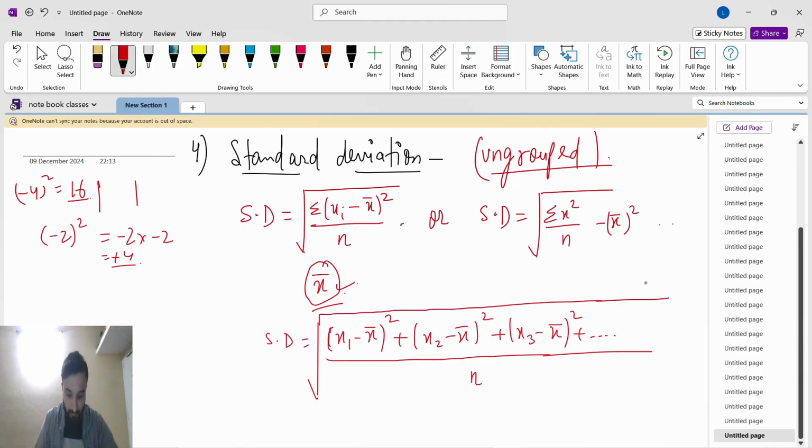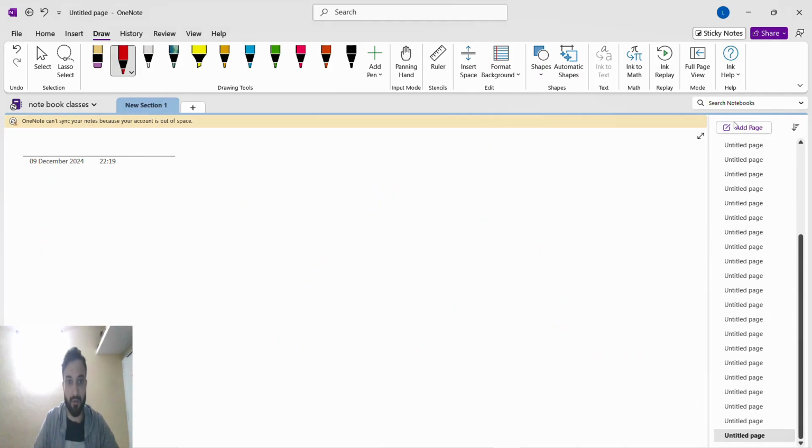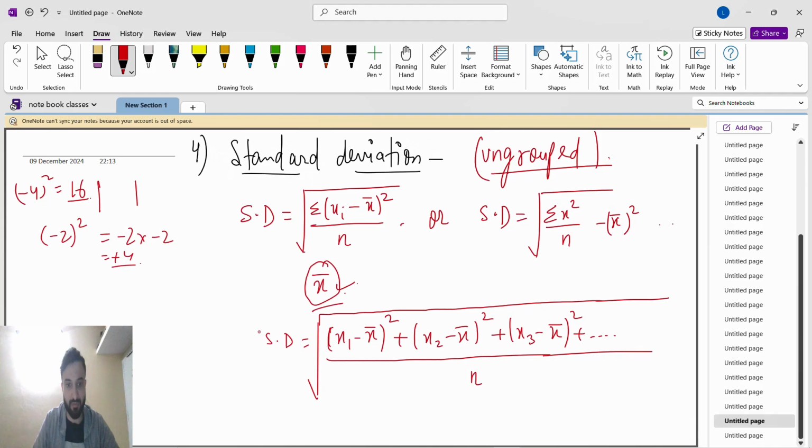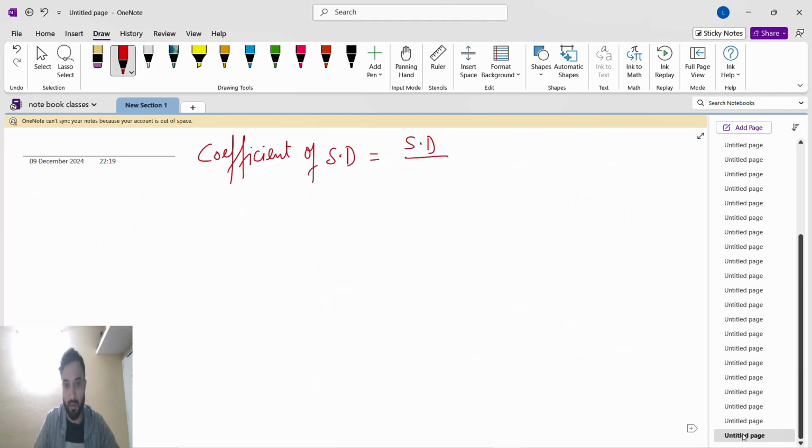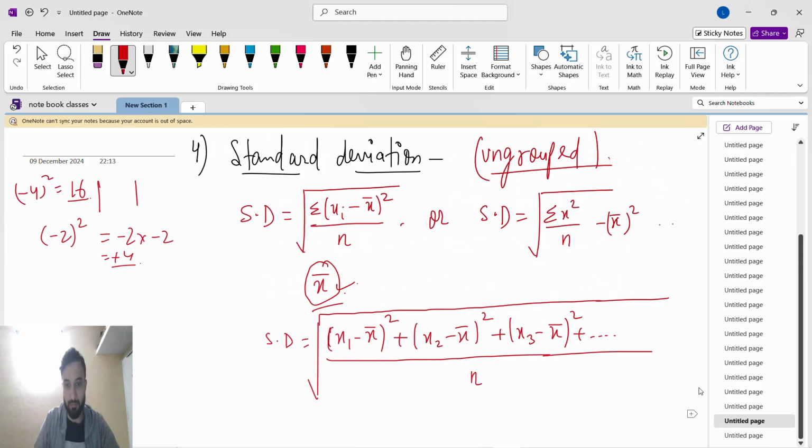Okay, this is how we are going to find the standard deviation. Next thing is we have to find the coefficient of standard deviation. Coefficient of standard deviation means the same standard deviation that we have found here, divided by the mean, the mean that we have found, divided by mean.